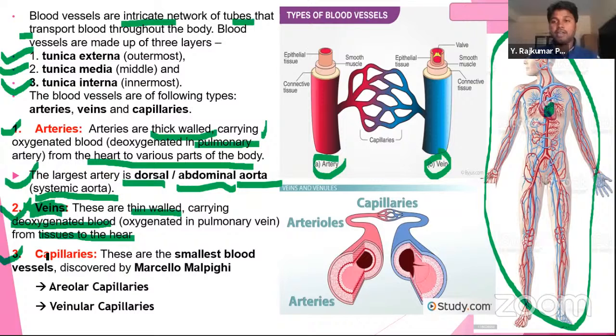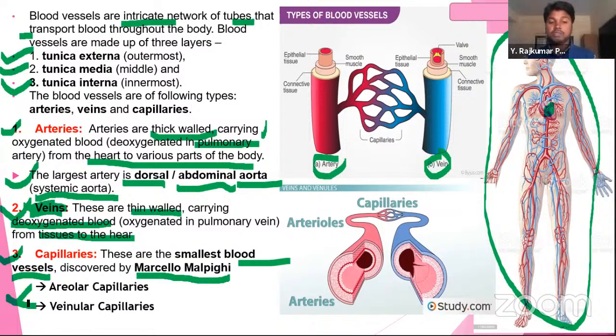In the same way, in our body, blood vessels are larger in size at the origination from the heart. And as they move, they divide into branches and convert into small minute tubular structures, and they are called capillaries. Okay, these are the smallest blood vessels, and they were discovered by Malpighi. Marcello Malpighi is the scientist who discovered the existence of capillaries.